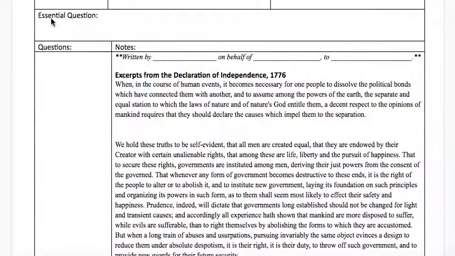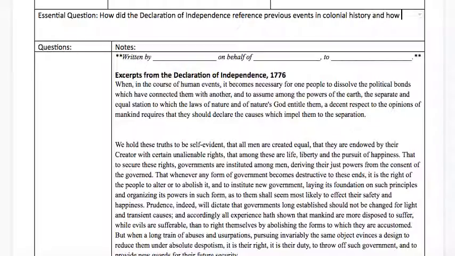As for the essential question for today, we can write, I can type, great. How did the Declaration of Independence reference previous events in colonial history, and how did it impact our government? Please excuse my slow typing. All right, so that's our essential question for today. How did the Declaration of Independence reference previous events in colonial history, and how did it impact our government?